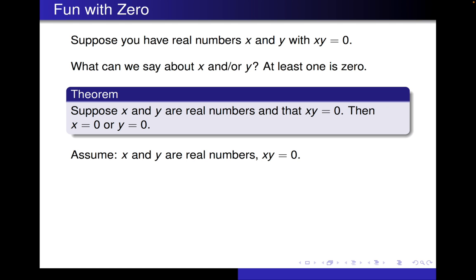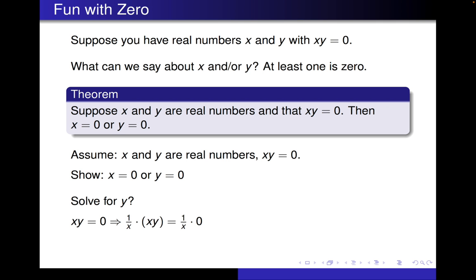So first of all, we're going to assume what's assumed in the theorem. We're going to assume x and y are real numbers, and we're going to assume that x times y equals 0. Then we're going to show that x equals 0 or y equals 0. So one reasonable thing we can do is take that xy equals 0 and just solve for y. We multiply both sides by 1 over x. We get y equals 0. We wanted to show that either x equals 0 or y equals 0. We just proved that y equals 0. We should be done, right?